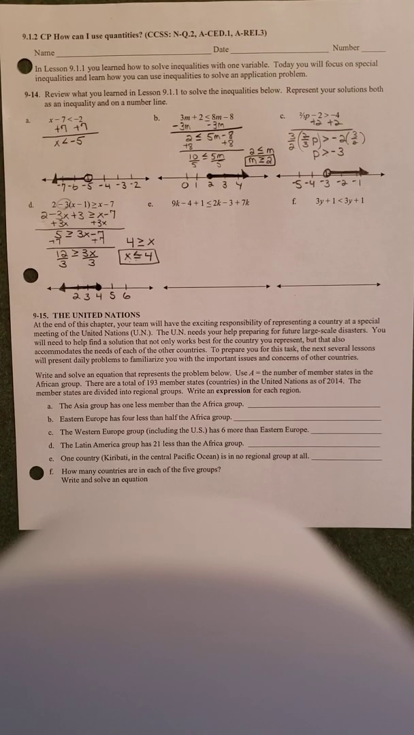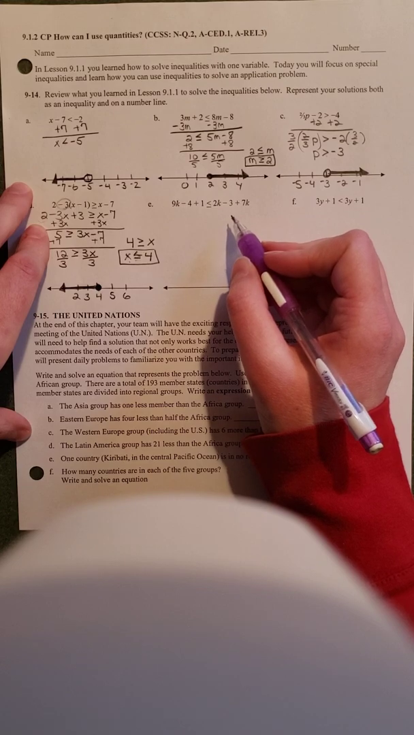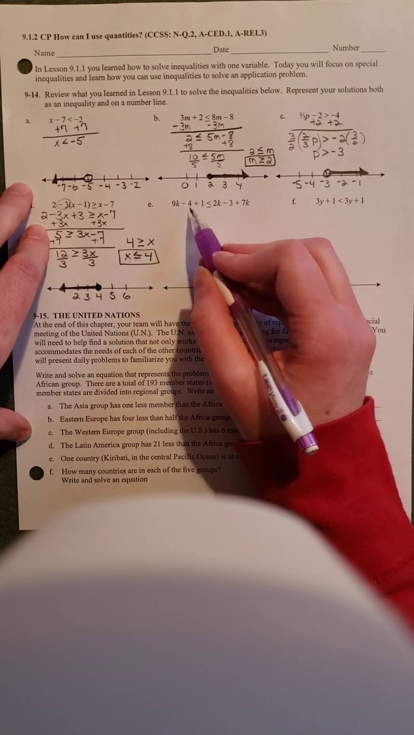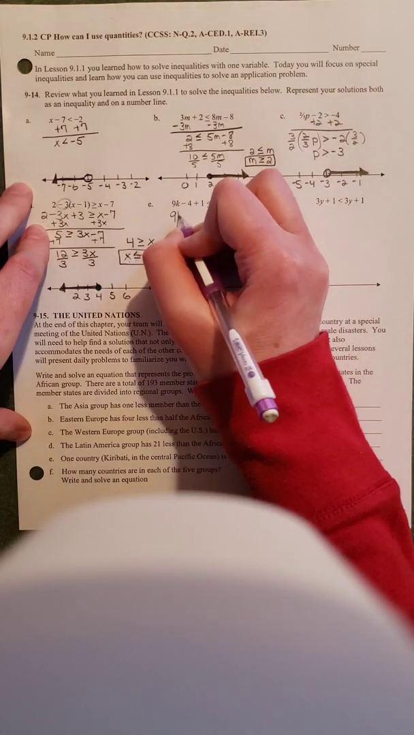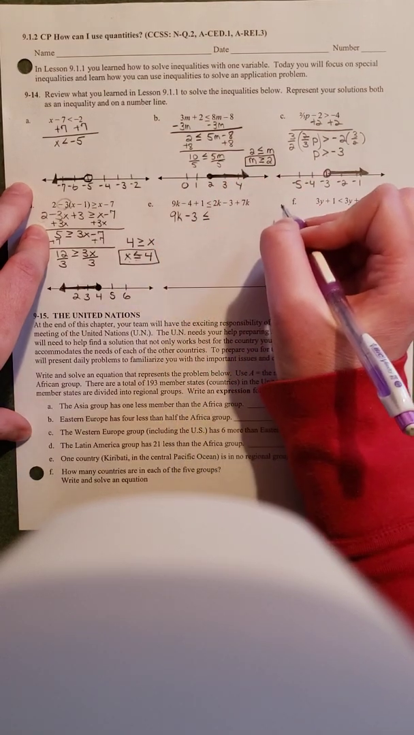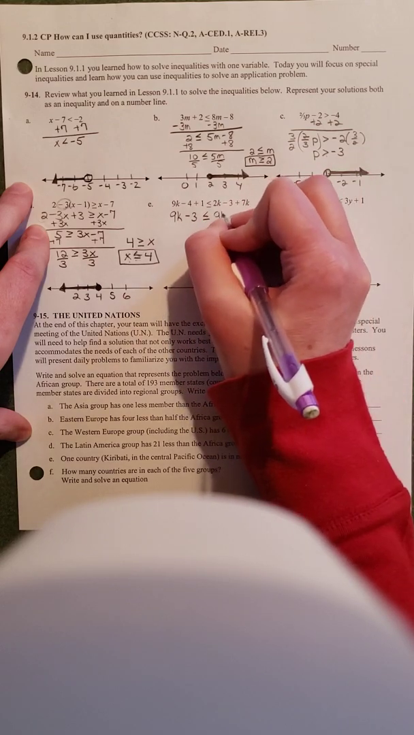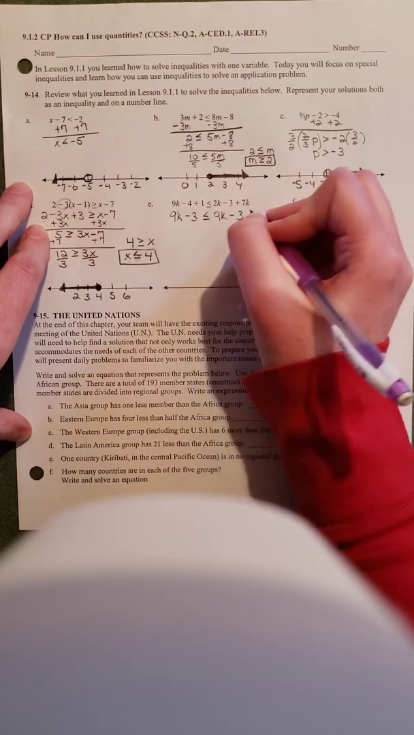Okay. Next one. This one's a bit of a mess, lot going on here. Let's start by combining like terms on each side. So I've got 9k minus 3 is less than or equal. And then I've got the 2k plus the 7k, so that's 9k, and then minus 3.